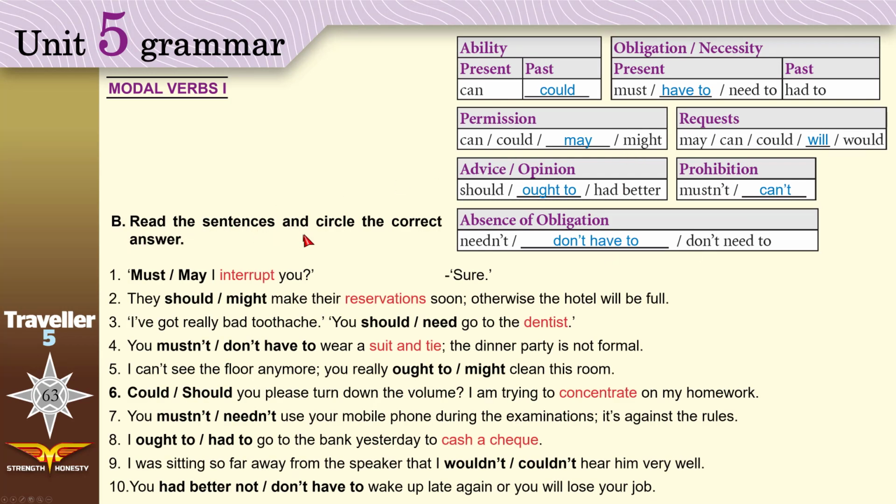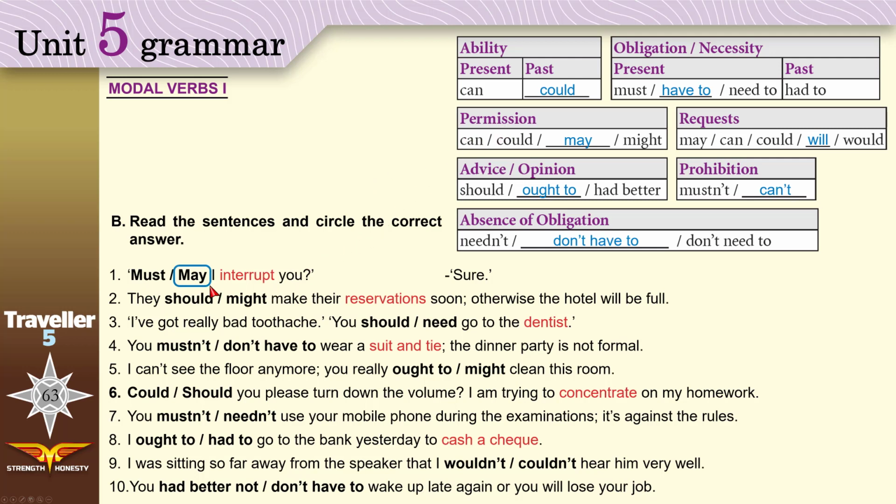Now, read the sentences and circle the correct answer. Must I interrupt you, or may I interrupt you? Interrupt is when you stop someone from doing something. Like when you see someone talking to someone else and you interrupt that person, that means you made him or her stop talking to that other person. Which one should we use? Well, we're asking for permission, right? May I interrupt you, sir?